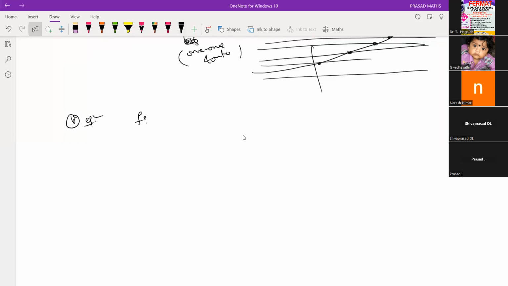Suppose it is a problem. f is a function from R to R defined by f(x) equals e to the power of mod x. Is it one-one?